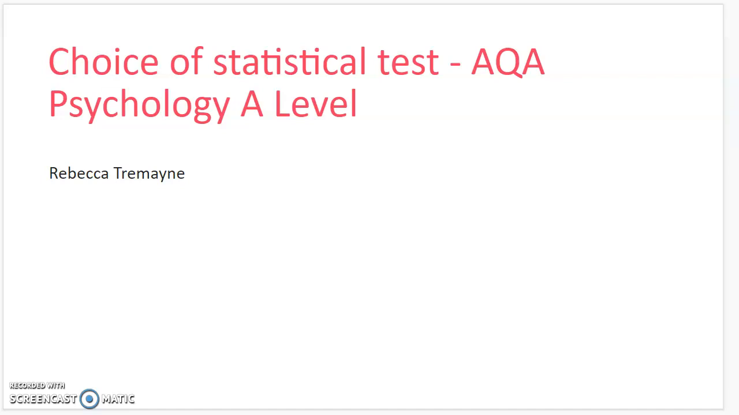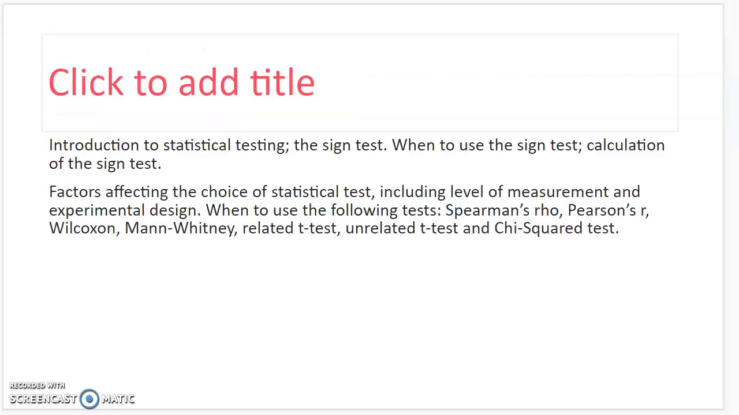This video is intending to walk you through the decisions you need to make in terms of choosing a statistical test when encountering a scenario for AQA Psychology A Level. In terms of the specification content that this video will cover, it will refer to the sign test and then factors affecting the choice of test. You only need to be able to calculate the sign test.